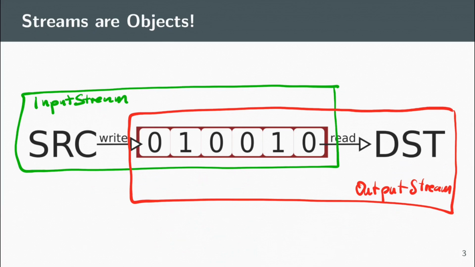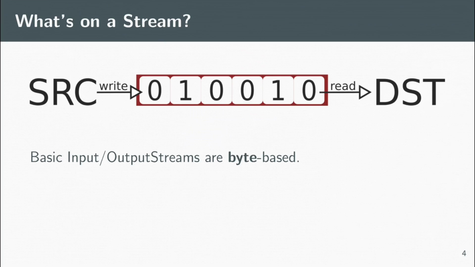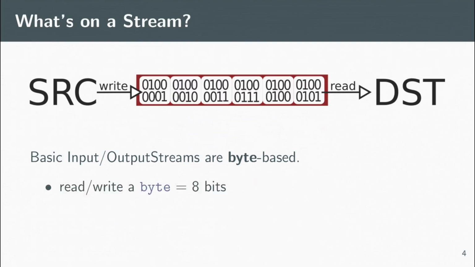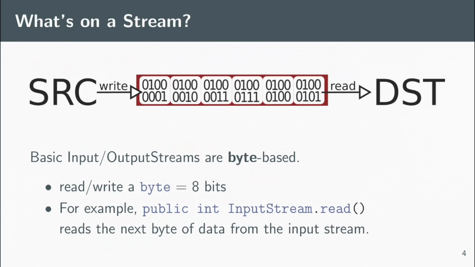Streams can also differ in what kind of data can be written to them. The most basic ones are implemented in InputStream or OutputStream classes, and those are byte-based. That means that the basic unit of data on the stream are in fact bytes, meaning 8-bit blocks. For example, the InputStream class offers a method called read, takes no parameters, and it returns an integer. And that will return the next byte of data from the input stream.